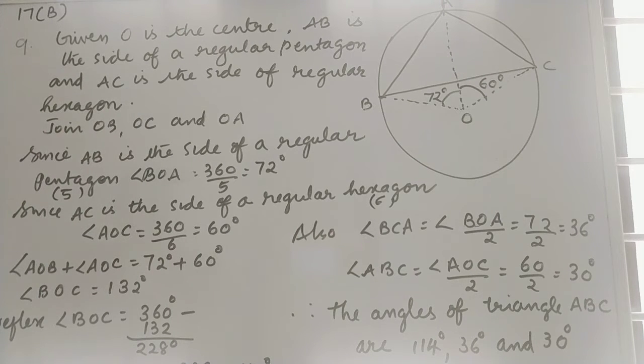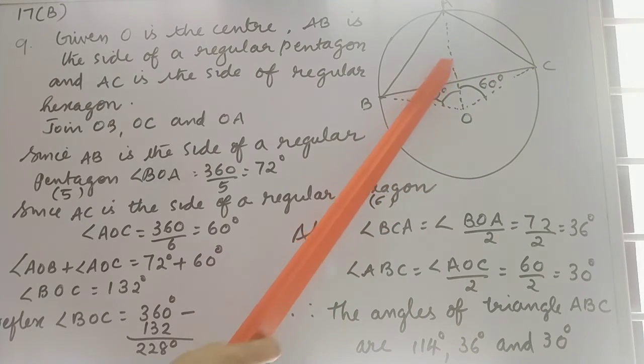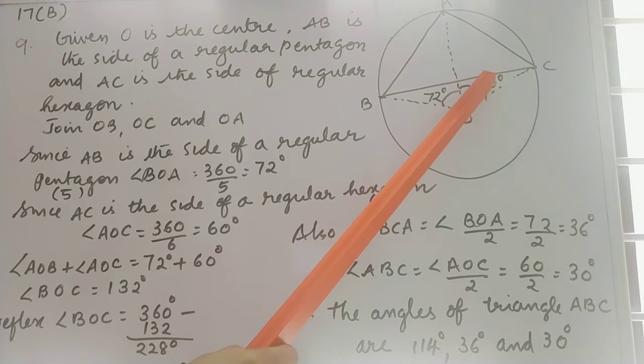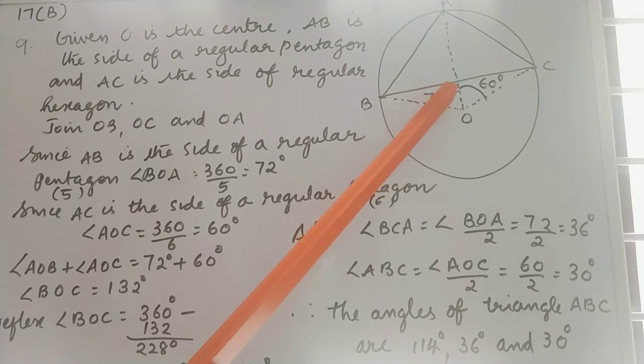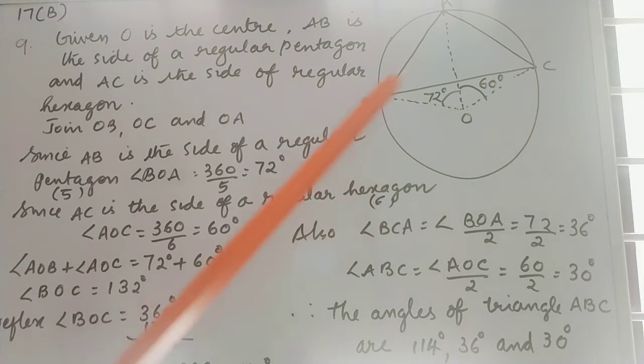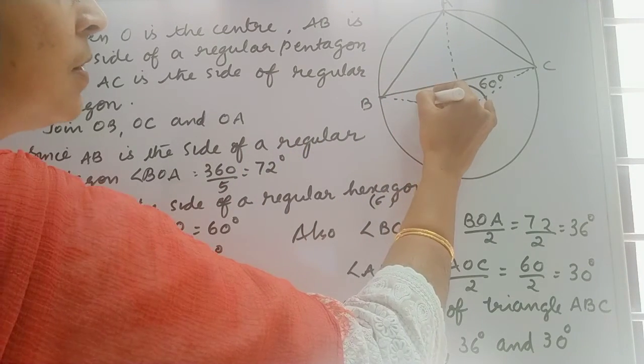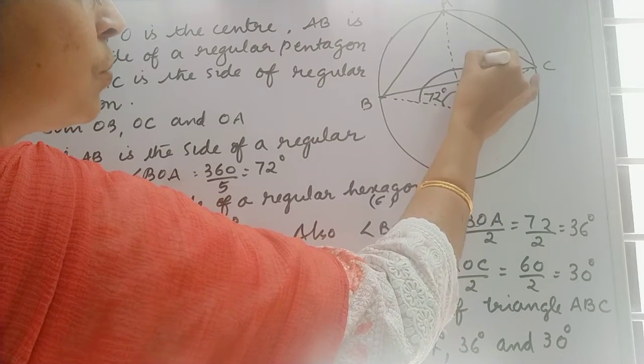So look at angle BOA plus AOC. This will be angle BOC. That is, angle BOC is the sum of 60 and 72. So angle BOC will be 60 plus 72, which is equal to 132. So this angle is 132 degrees.